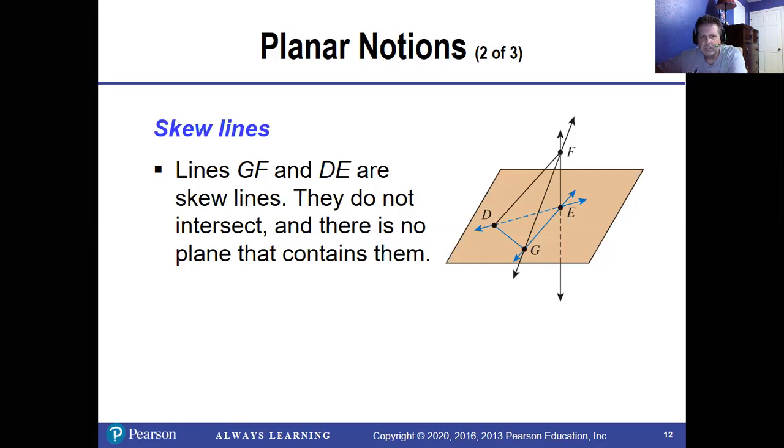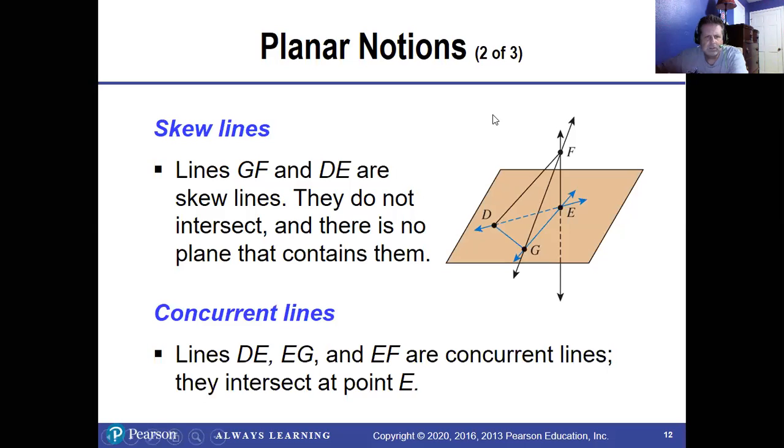Okay? So, if we take GF, let's go look at this. Here is G to F, right here, this line right here. And DE, this one here. Notice they do not intersect, and there's no way you could put those two on the same plane, which makes them skew.